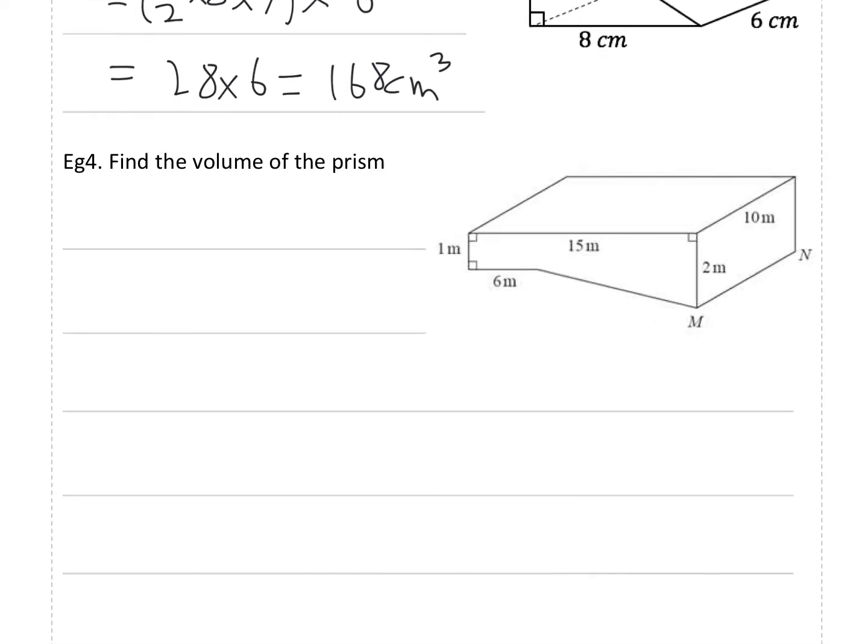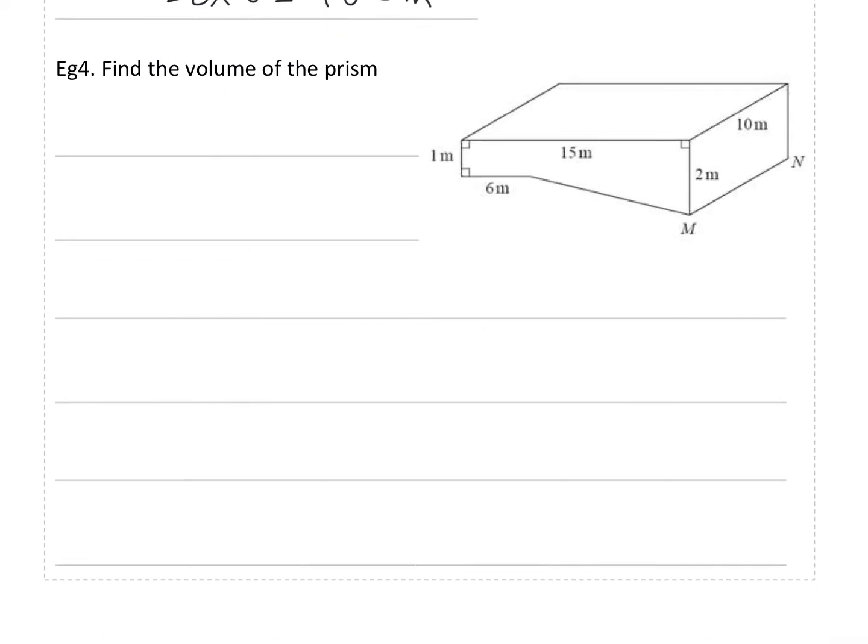Example 4. Find the volume of the prism. Like before, the formula we would use would be the area of the cross-section times the length to find the volume. But I'm going to focus first of all on the area of the cross-section because the cross-section is quite a complicated shape. We'd need to cut it up to make it into shapes that we're more familiar with. And the best way to do that would be to cut it horizontally here. That would give us a rectangle on the top, let's call that A, and the triangle down below, let's call that B.